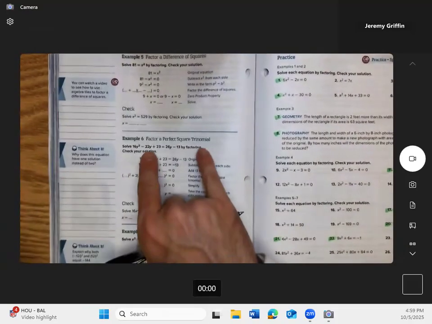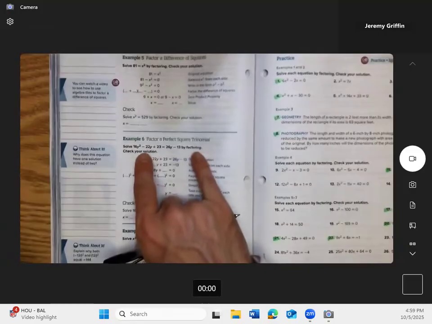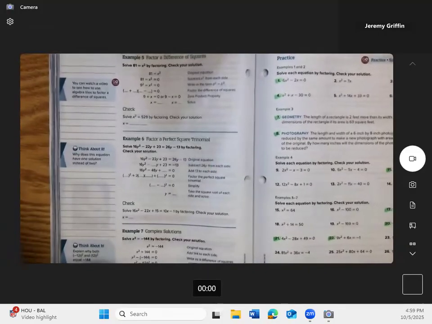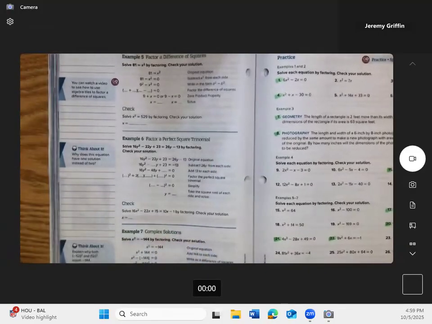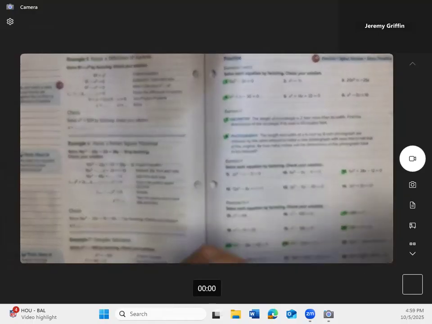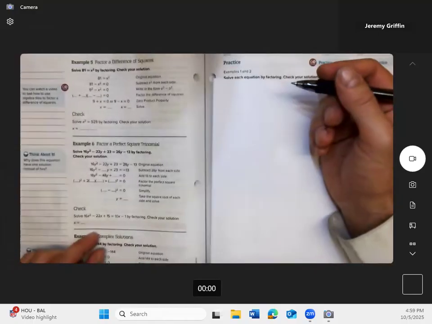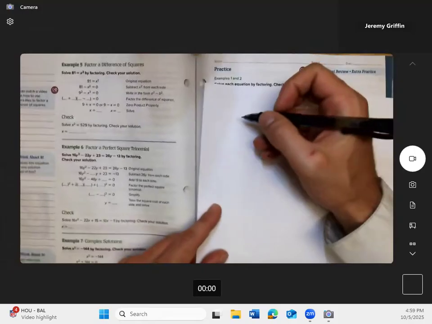All right. Factor a perfect square trinomial. Now, perfect square makes me think that graphically, this would be where the vertex touches the x-axis in one place, and there's just one answer, I think. Here, let's see if that works out to just one answer.